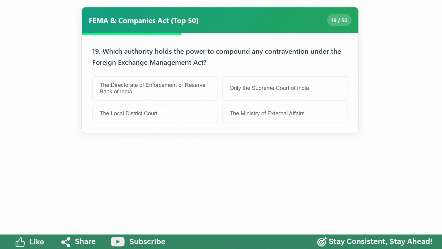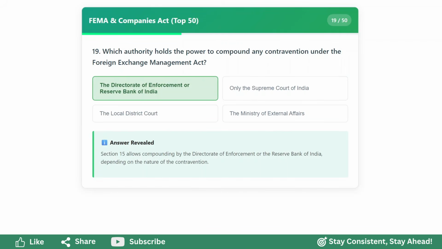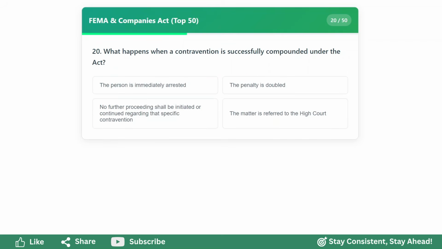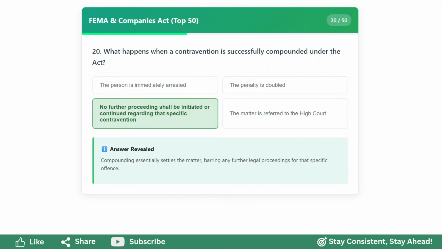Which authority holds the power to compound any contravention under the Foreign Exchange Management Act? The Directorate of Enforcement or Reserve Bank of India. What happens when a contravention is successfully compounded under the Act? No further proceeding shall be initiated or continued regarding the specific contravention.